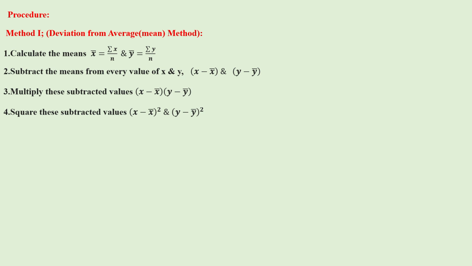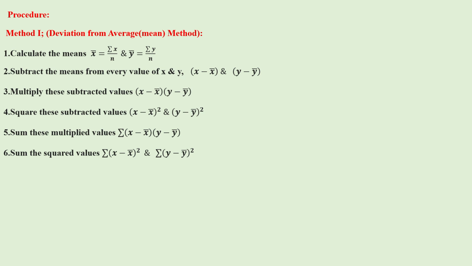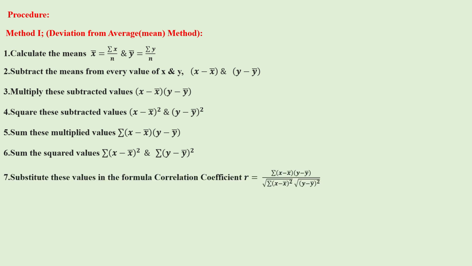You have to make a table and find all these things. Sum the multiplied value, sigma of x minus x bar into y minus y bar, and the sum of the squared values, sigma x minus x bar square and y minus y bar square. Whatever we are calculating in the formula, we find separately in the table. Then we put it in the formula. That is all. Then substitute in the formula. So, interpretation.